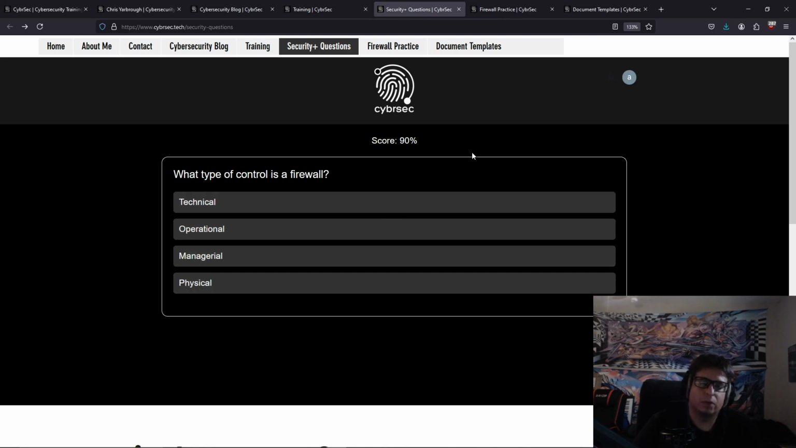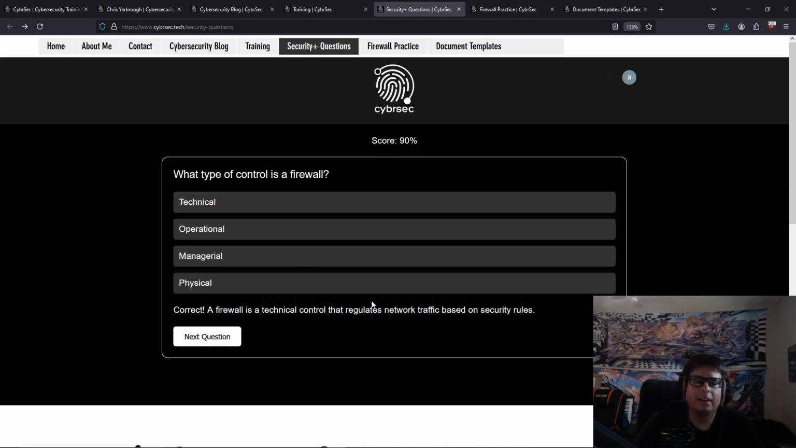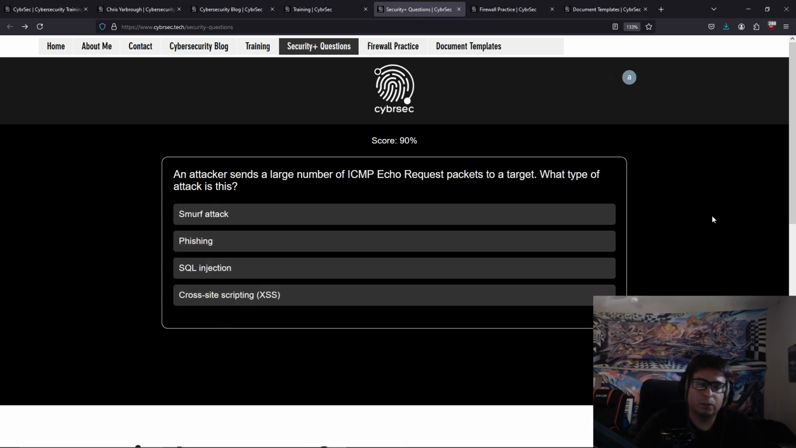What type of control is a firewall? It's a technical control? Right? Yeah, okay. It regulates network traffic based on rules.